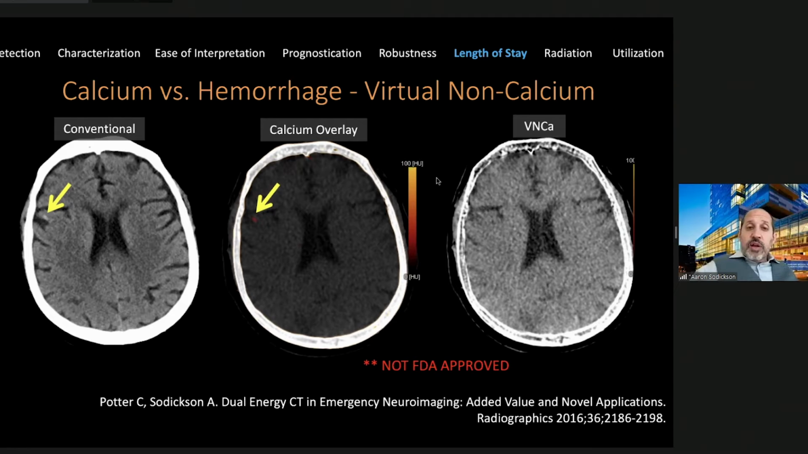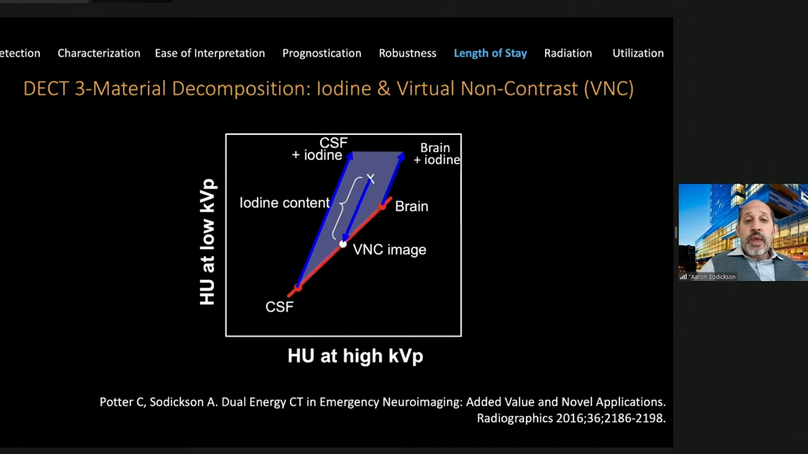So now we are color coding calcium as orange, and this disappears on the virtual non-calcium image, definitively characterizing this as calcification. There is no need for the follow-up CT scan or to wait those additional 6 hours in the ED. How does this work?